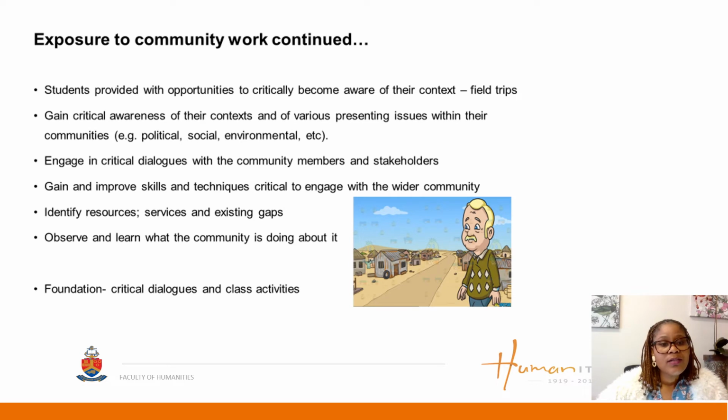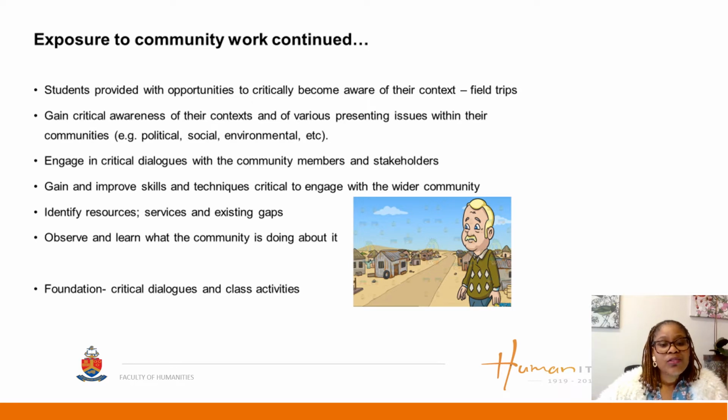Now, this is continued into their second year of studying, where students are further provided with opportunities to critically become aware of their context by embarking on frequent field trips into their own communities of origin. By doing this, students are able to gain critical awareness of their context and of various presenting issues within their communities. This could, for instance, include social, environmental, political, and other issues.